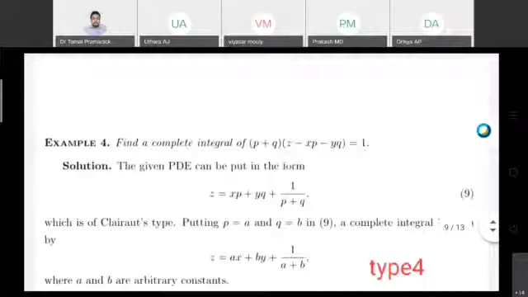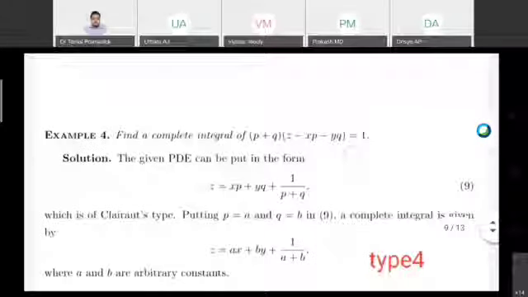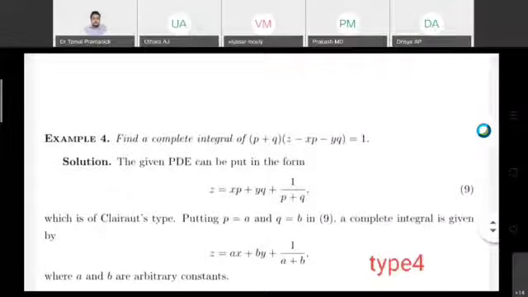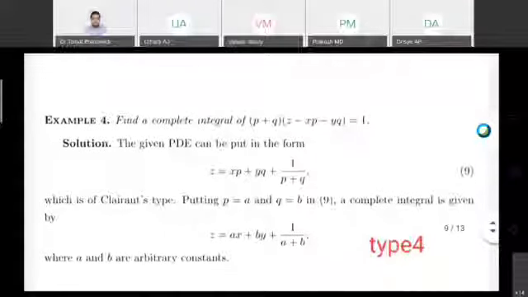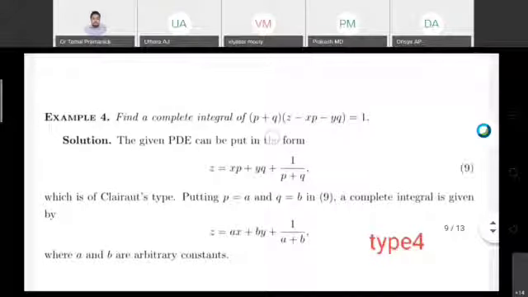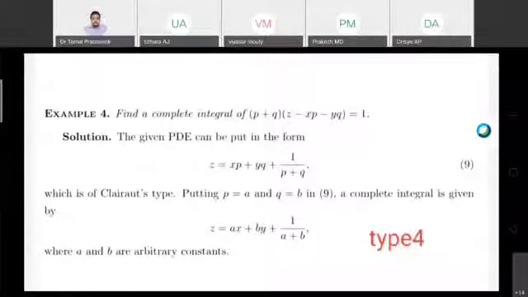So this is the form, type 4. This is Clairaut's form. Clairaut's form is z equal to px plus qy plus f of pq, right? Just look at the equation, you have to understand the equation. Clairaut's form maybe you will not be able to see it directly, but after 1 or 2 lines it will come to the Clairaut's form, then you are done with the easiest form.